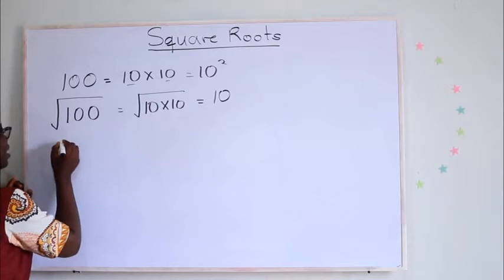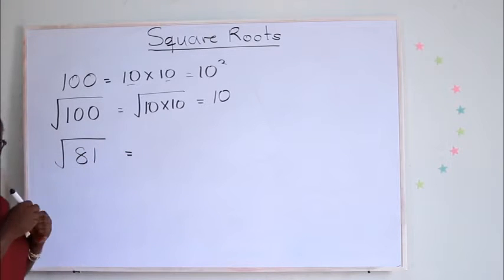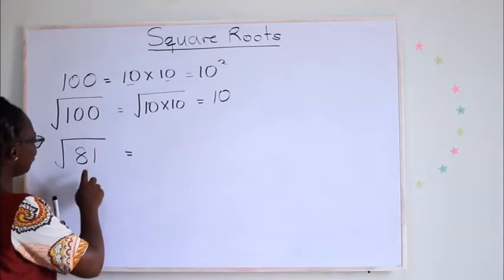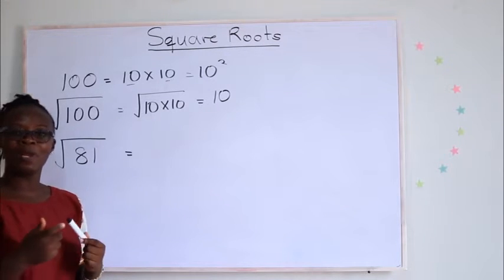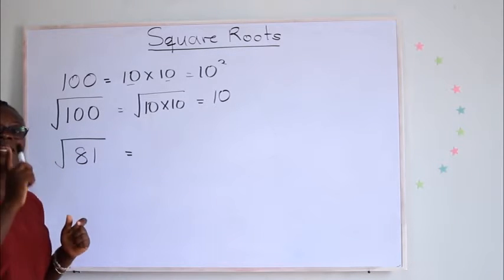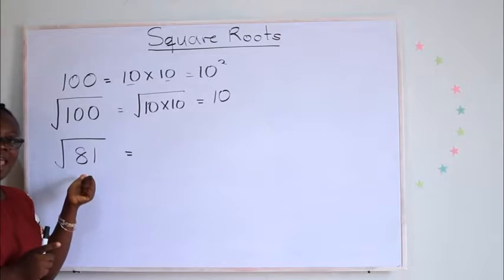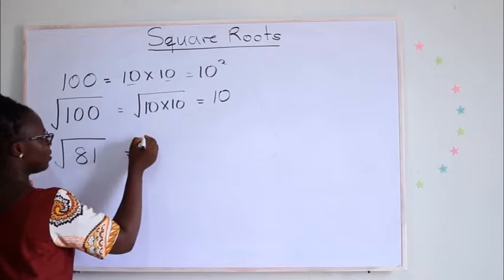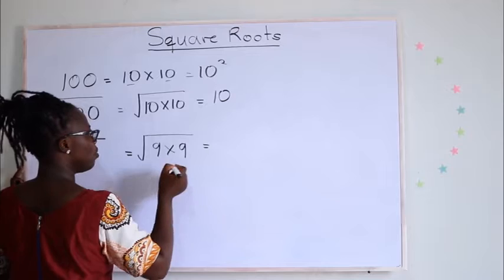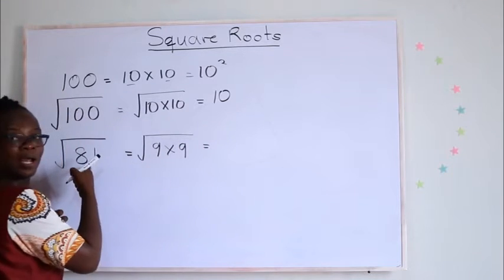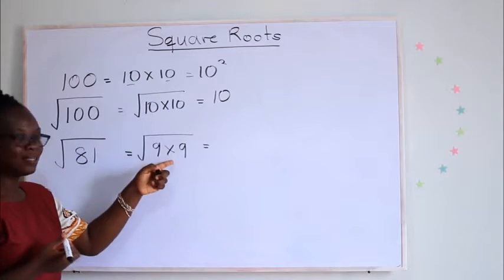Another example, let me take the square root of 81. We are still looking at positive numbers. You ask yourself, which number will I multiply by itself to get 81? That number becomes the result of the square root of 81. You realize that 9 times 9 is going to give me 81. Meaning that the square root of 81 is 9.